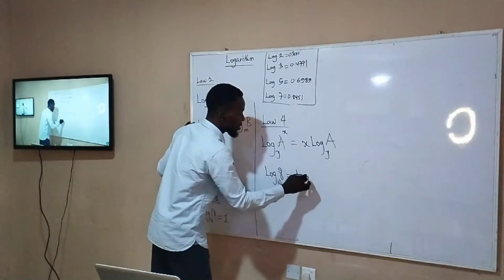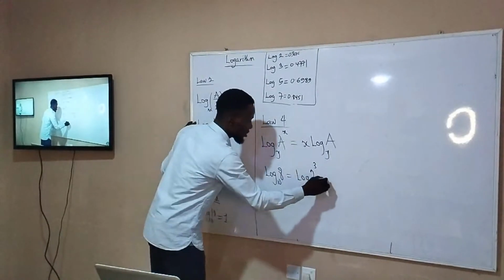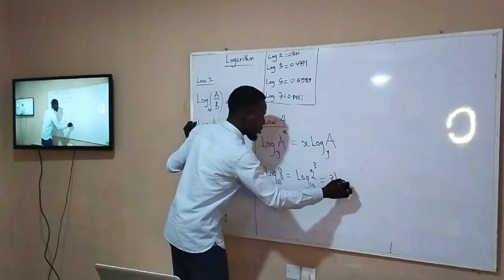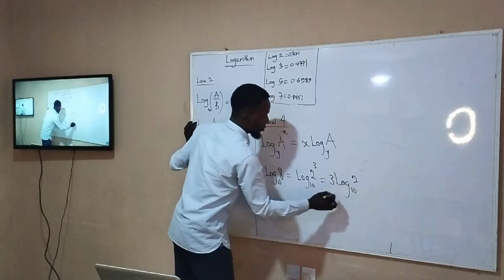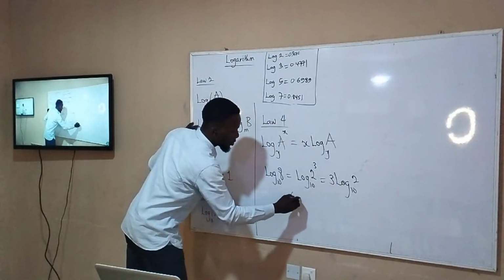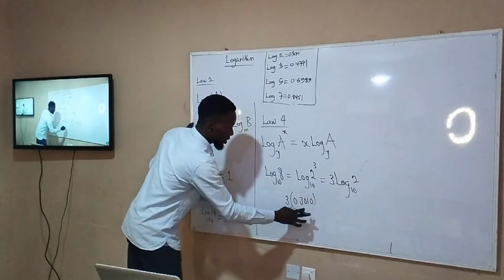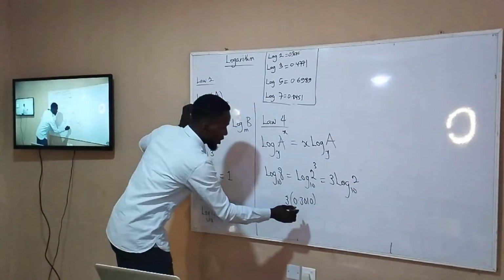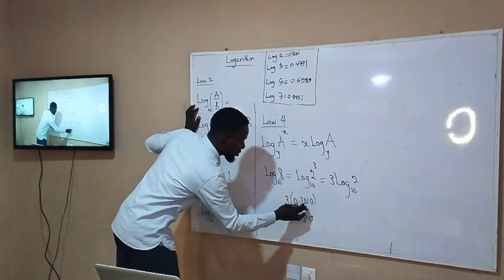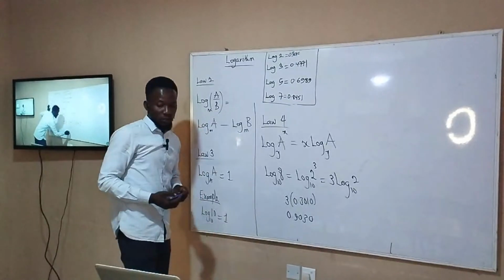Log 8 is the same as what? 2 raised to power 3, base 10. And this should be written, according to this law, with the 3 coming to this side: 3 log 2 base 10. We already know what log 2 base 10 is, so we have 3 times 0.3010. Is that taken? So 3 times 0 is 0, 3 times 1 is 3, 3 times 3 is 9, so we have 0.9030. That is the value of this.